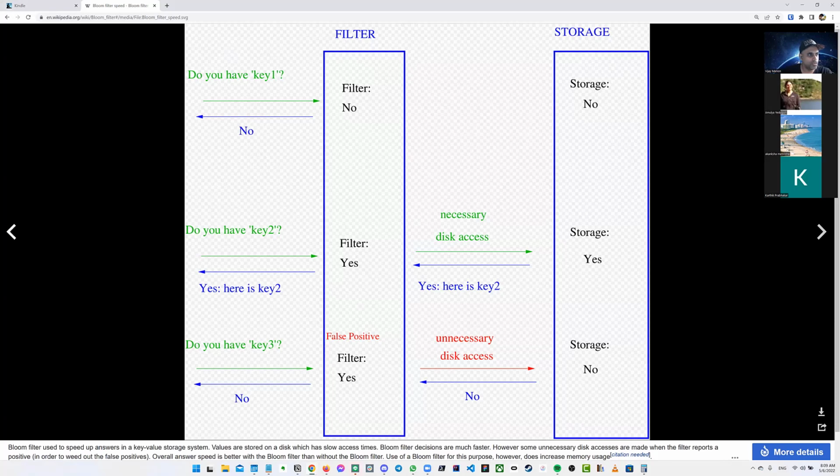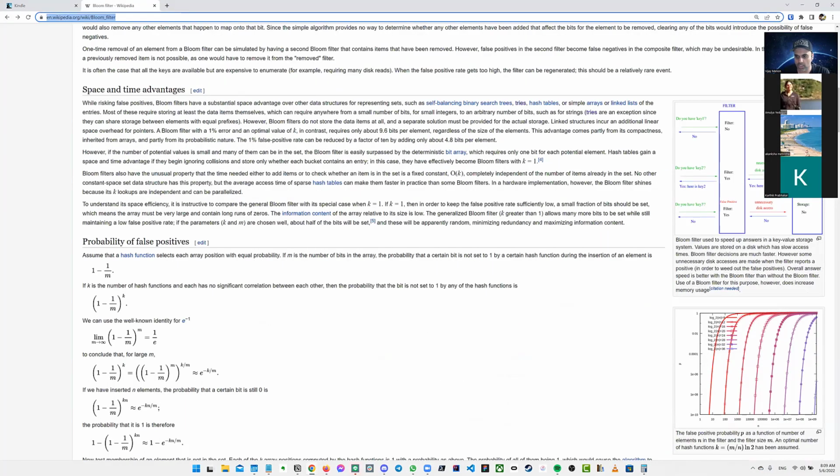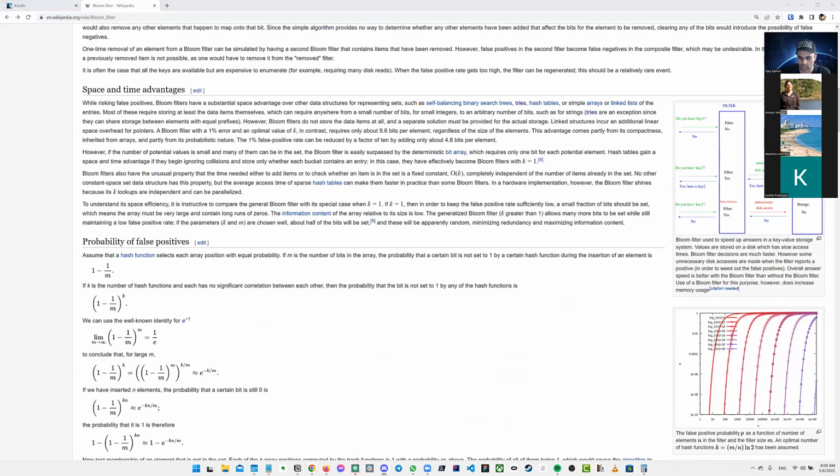Yeah, I think even this chapter doesn't go into a lot of detail about the Bloom filter, but this is good. I can put a link to this in our chats if you want to get a sense of it. I think you're right. It's used to speed up answers in a key-value storage system. Values are stored on disk, which has slow access at times, which we discussed. Bloom filter decisions are faster. However, some unnecessary disk accesses are made when the filter reports a positive, in order to weed out false positives. So when you get a positive answer, you basically have to go do the lookup yourself again.